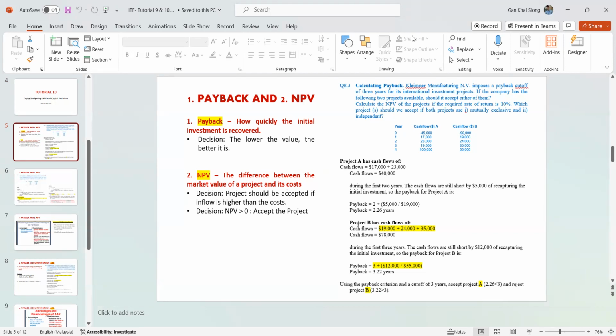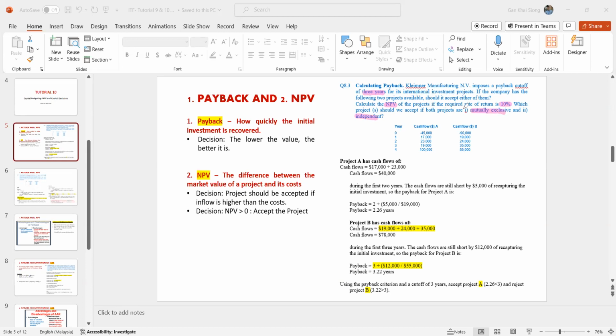First one, this company imposes a payback cutoff of 3 years for its international investment projects. If the company has the following two projects available, should it accept either of them? That's the first question. Second question, calculate the NPV of the project if the required rate of return is 10%. Which project should we accept if both projects are mutually exclusive and independent?